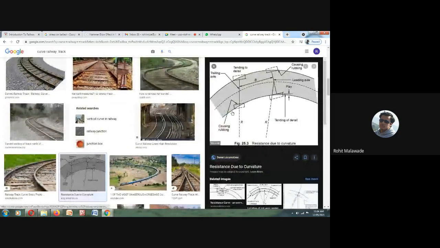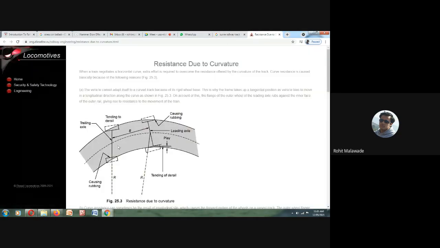Now, what is happening when the track is in a curved condition? The inner wheel is going to travel a shorter distance, but the outer wheel has to travel the longer distance when the curve is there. The inner wheel travels the shorter distance, and the outer rail has to cover a larger distance.